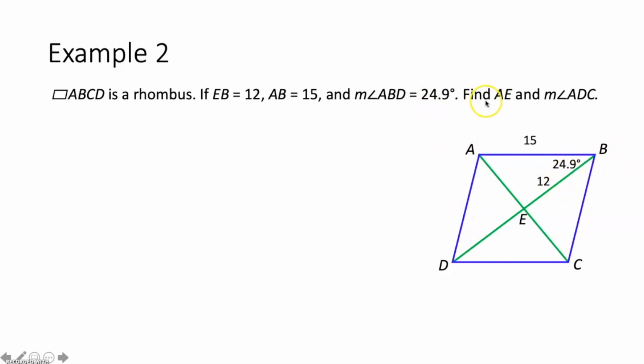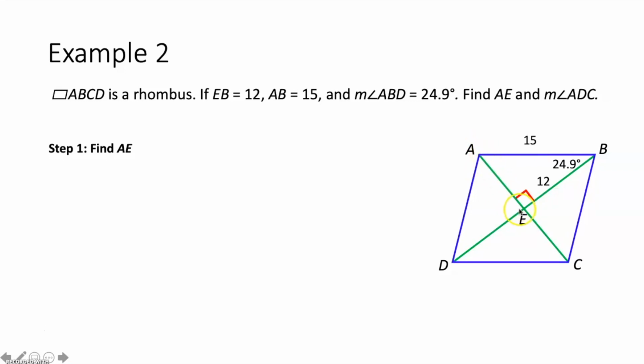So first we want to find the measure of segment AE. So how do we find the measure of segment AE? Well, we are given that this parallelogram ABCD is a rhombus. Now what do we know about the diagonals of a rhombus? We know that they bisect the given angles over here, and that they are perpendicular to each other. So we have a right triangle here, ABE. So triangle ABE, if that's a right triangle, how do we find the missing side of a right triangle? We use the Pythagorean theorem.